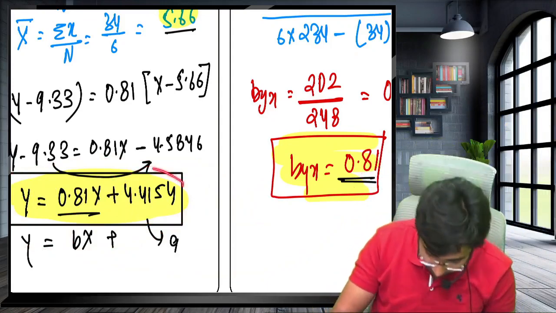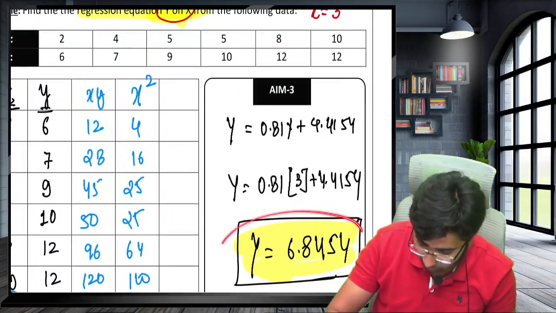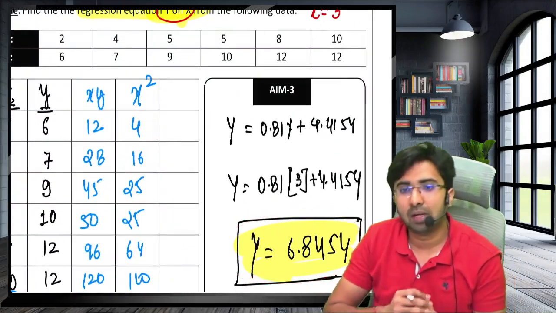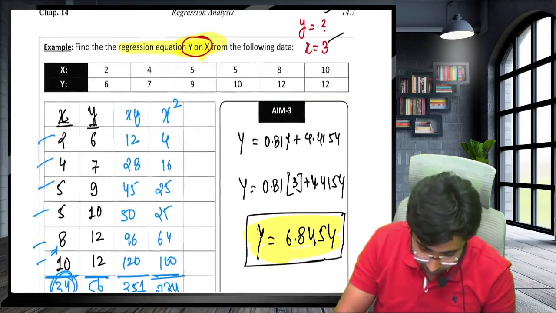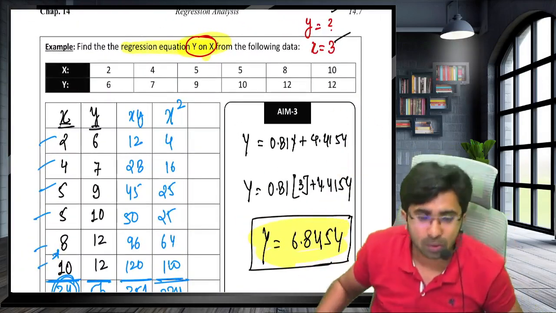Guys, now since you have the equation, I put the value of one variable and I get the value of another variable. Guys, this is what I told you: one question and the entire flow will be clear in your mind.